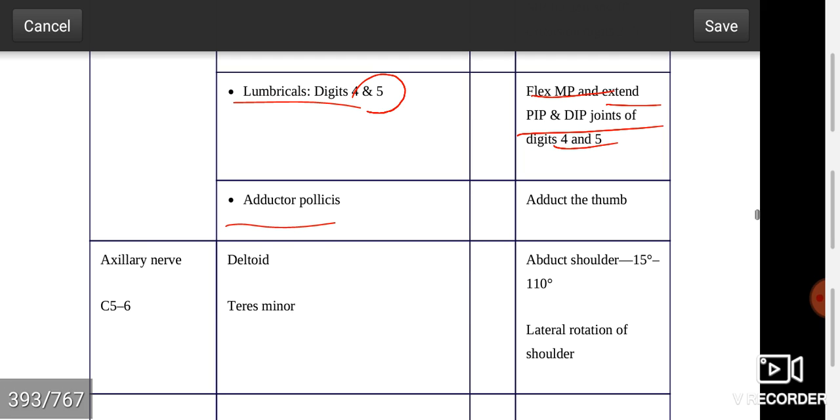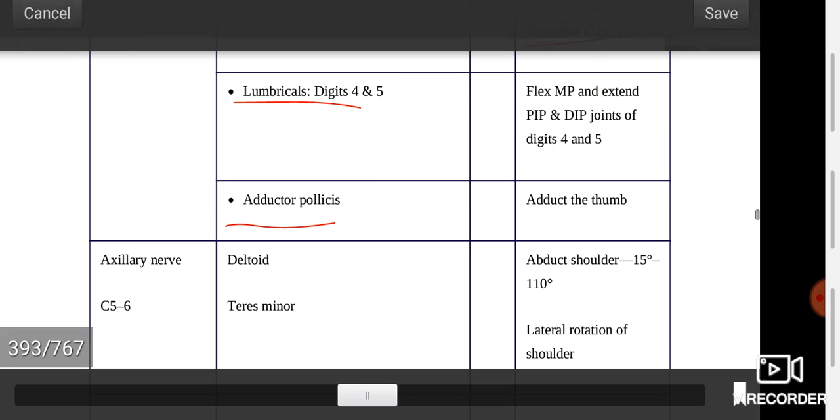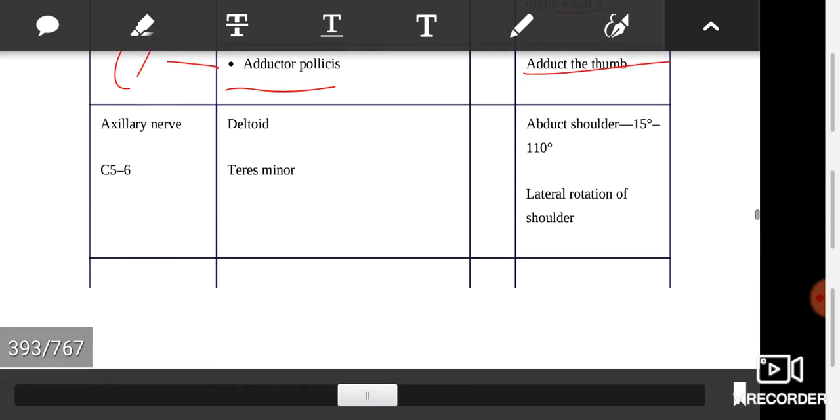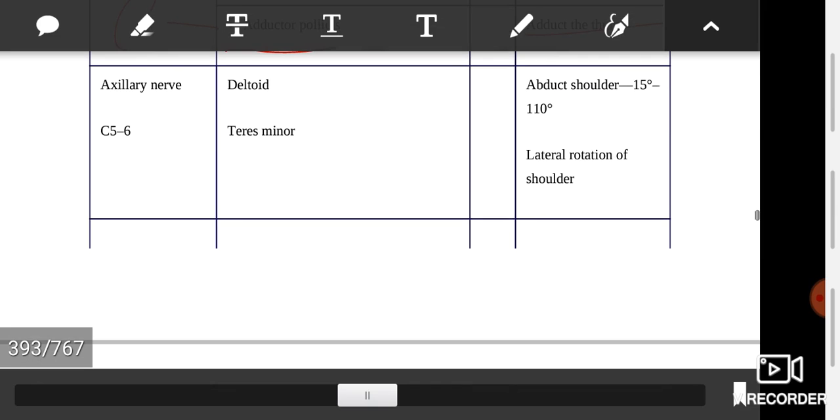Another muscle which is innervated by this nerve is the adductor pollicis muscle, which is one of the muscles of the thenar eminence. The 3 other muscles were innervated by the median nerve, but we mentioned that one is innervated by the ulnar nerve, which is adductor pollicis, and the action of adductor pollicis is adducting the thumb. So these were the 3 nerves which arise from the anterior divisions.